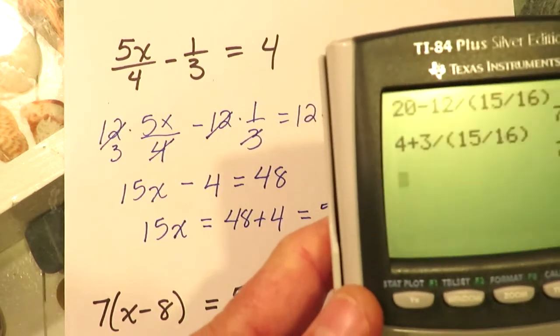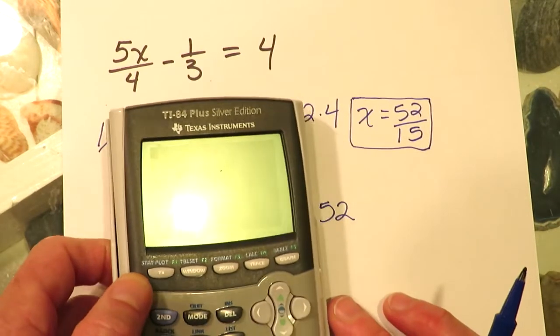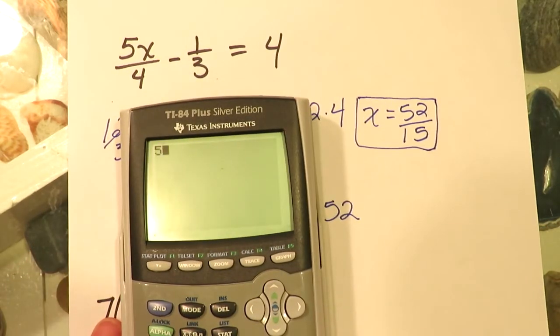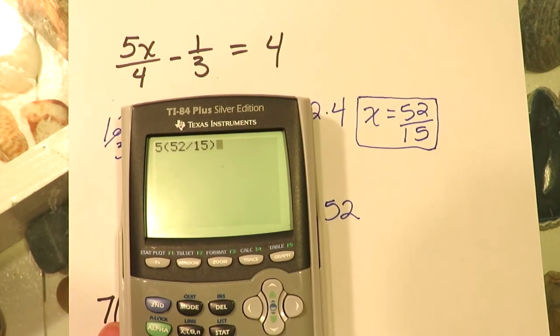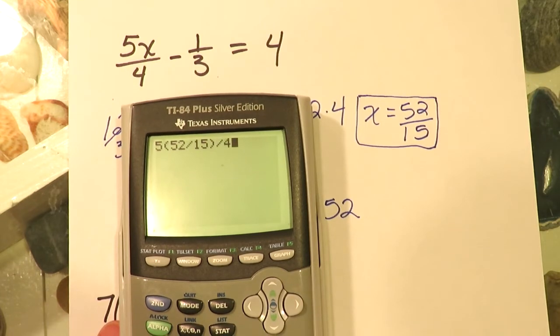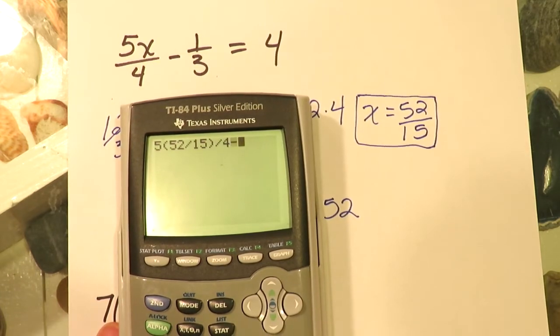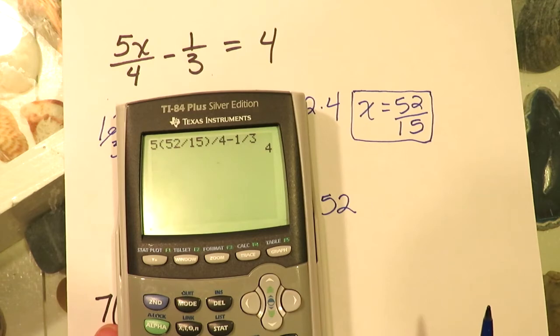If you're wanting to check your answer, again, just be careful. I mean, you could do the arithmetic by hand too. I'm just trying to make our video not as long as it needs to be. Okay, so 5 times my answer, I think, is 52 over 15, and then that's divided by 4, and then subtract 1/3, and yay, we get 4. So we did all the steps correctly. We found the correct solution.